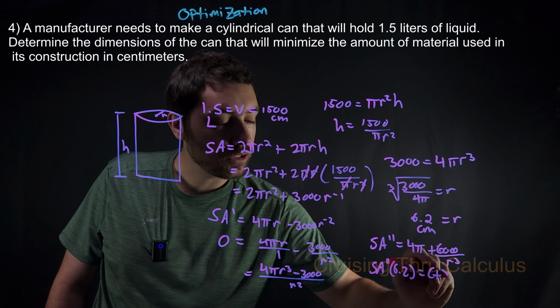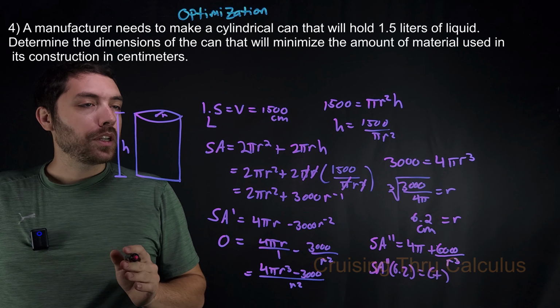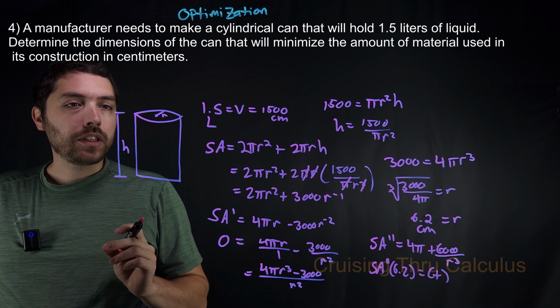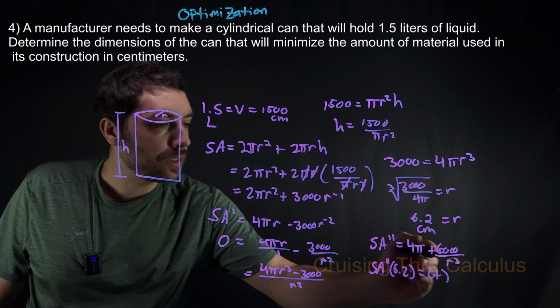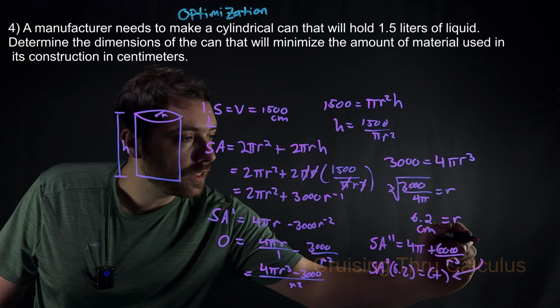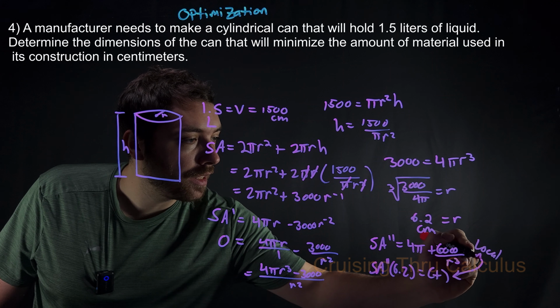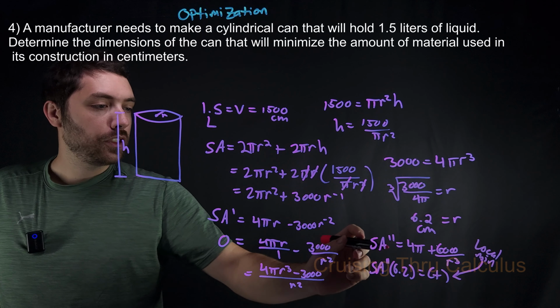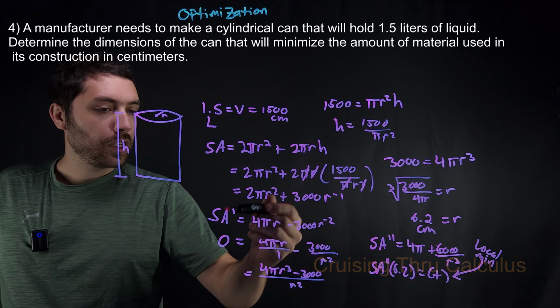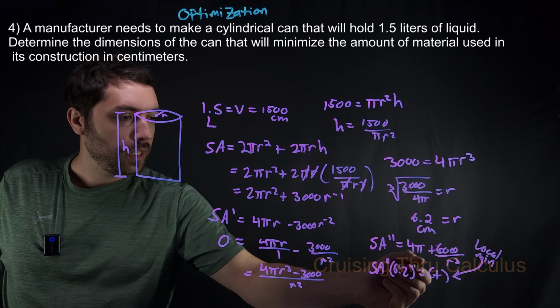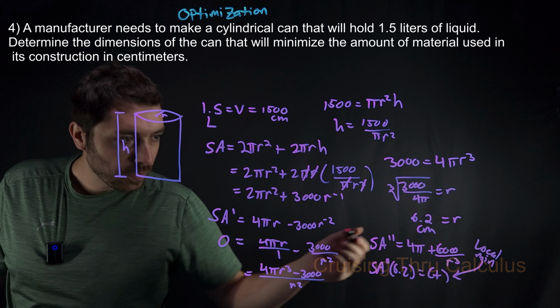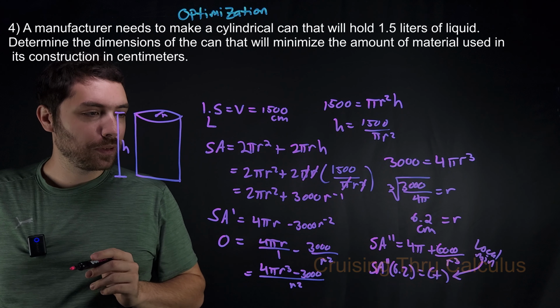you're going to get a positive answer, which is perfect because they wanted us to minimize the amount of material used on this can here, and that's what the second derivative test says. It says if you get a positive answer for your second derivative, when you take your first derivative that's set equal to 0 and plug it in, and you get a positive number, that means you get a local minimum. I know I kind of repeated myself there.